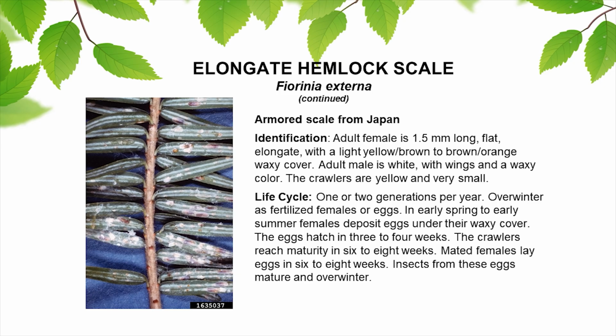The elongate hemlock scale may have 1 or 2 generations per year. They overwinter as fertilized females or eggs. In early spring to early summer, females deposit up to 20 eggs under their waxy cover. The eggs hatch in 3 to 4 weeks. The crawlers reach maturity in 6 to 8 weeks. Mated females lay eggs in 6 to 8 weeks. Insects from these eggs mature and overwinter.